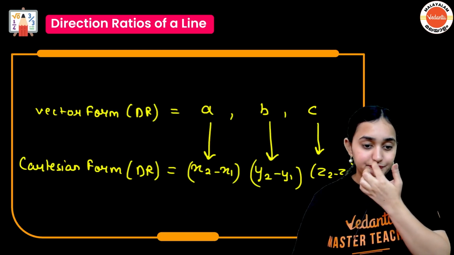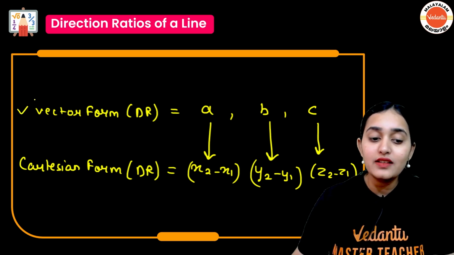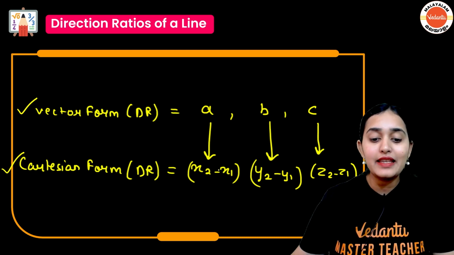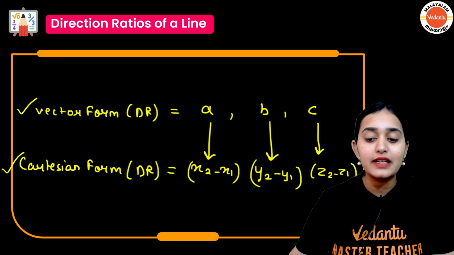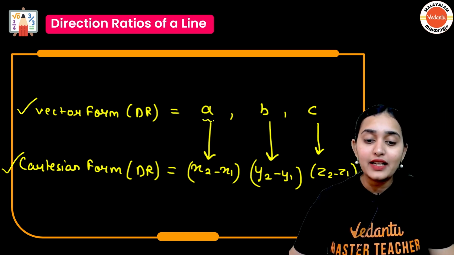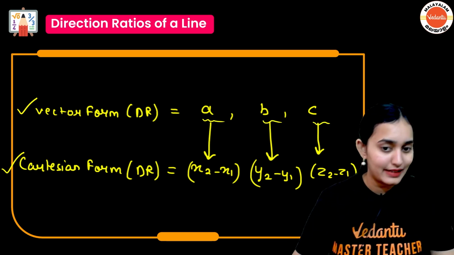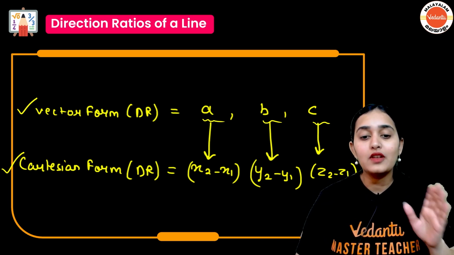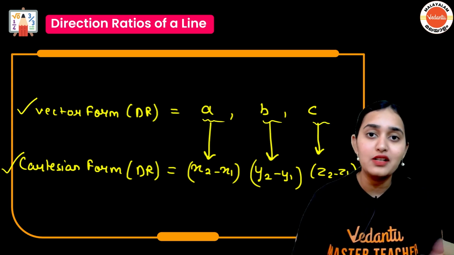Okay. Now, if we compare the two, whether the direction ratio is in vector form or in Cartesian form, we can clearly say that in Cartesian form, the direction ratios are x2 minus x1, y2 minus y1, z2 minus z1, which is equivalent to having a vector with a, b and c components along the i, j and k, that is x, y and z axis. Okay. So in vector form, it will be a, b, c. In Cartesian form, it will be x2 minus x1, y2 minus y1, z2 minus z1. What is abc? Some constant value, 1, 2, 3, 4, like that.